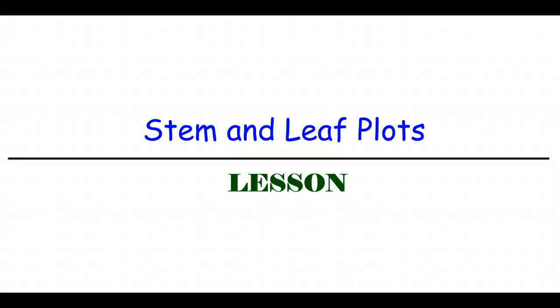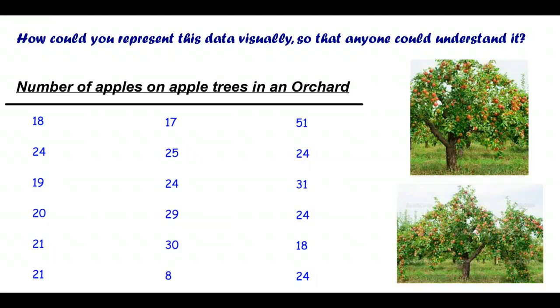So this video lesson is going to be all about creating stem and leaf plots. In order to consider that, I want to take a look at this set of data: the number of apples on apple trees in an orchard. And I want you to consider how we could represent this data visually so that anybody could understand it, as long as they knew how to interpret what we wrote down.